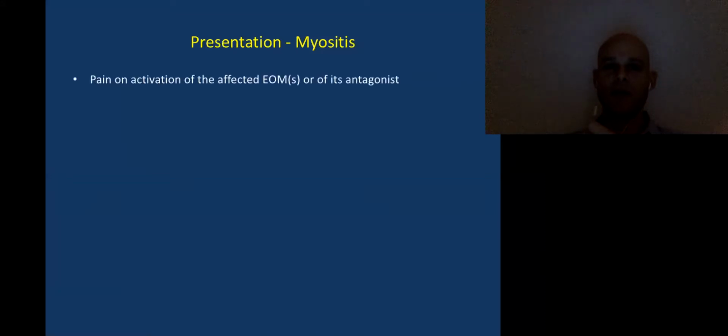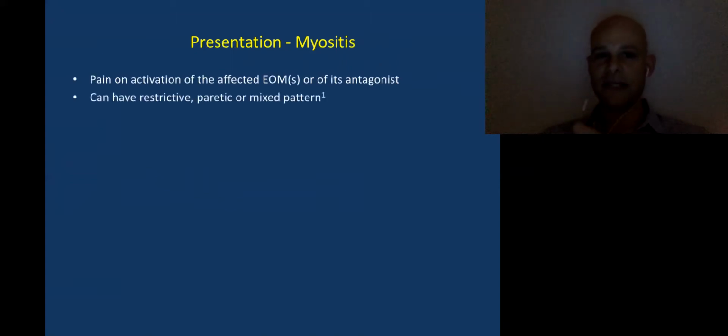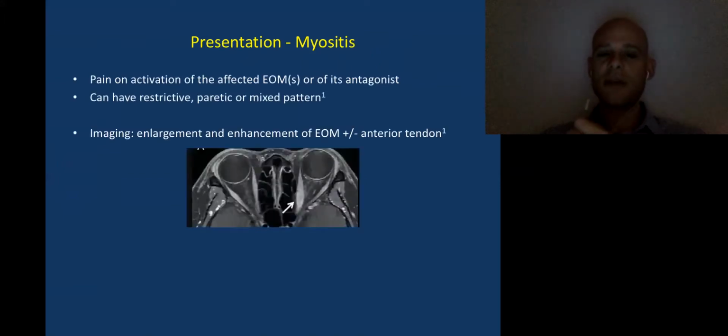Myositis. Myositis is something that presents as pain on activation of the affected extraocular muscle or of its antagonist. And interestingly, there are many publications now that show that the strabismus pattern can be restrictive, paretic, or mixed. So if somebody, for example, has lateral rectus myositis, that individual can have limitation in abduction or adduction on the affected side. And on imaging, yes.